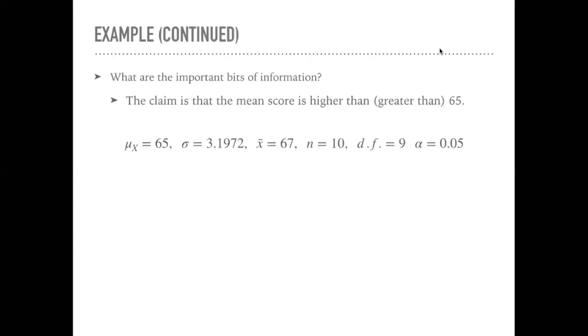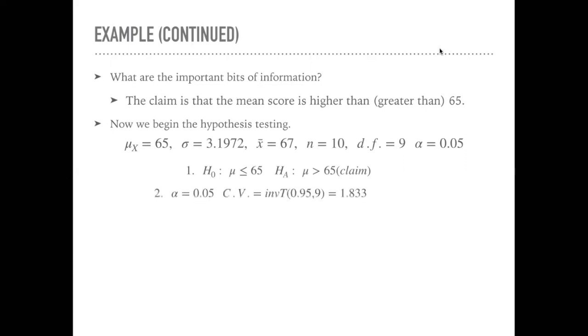So carrying that forward to our next slide, we're able to begin our hypothesis testing. Our hypotheses, we'd be saying the null hypothesis, the mean is less than or equal to 65. The alternative hypothesis, which is our claim, is the mean is greater than 65. We know that alpha is 0.05. We use inverse t to come up with our critical value. Our critical value is 1.833.